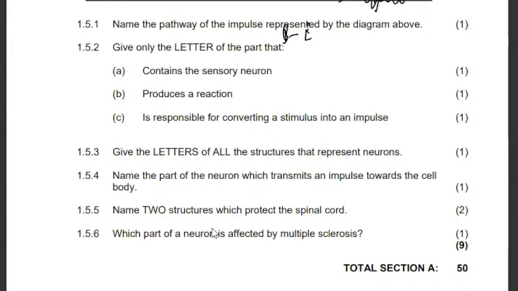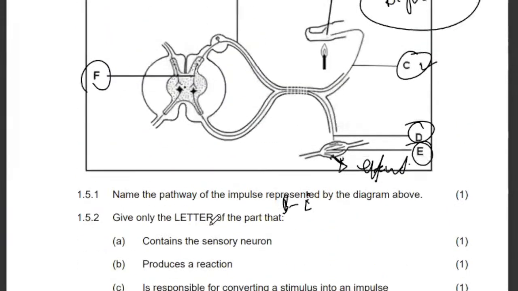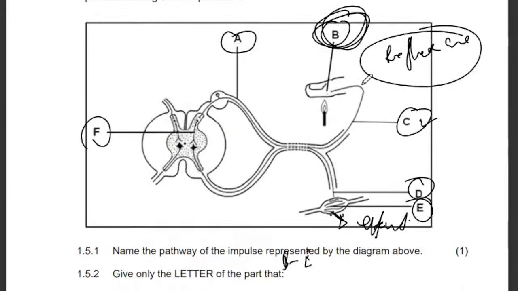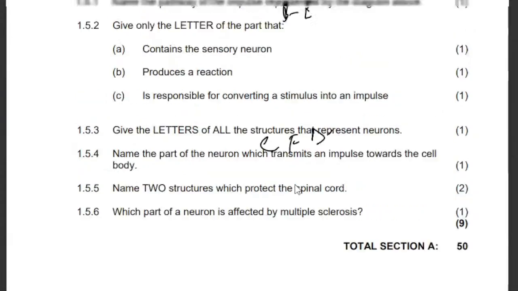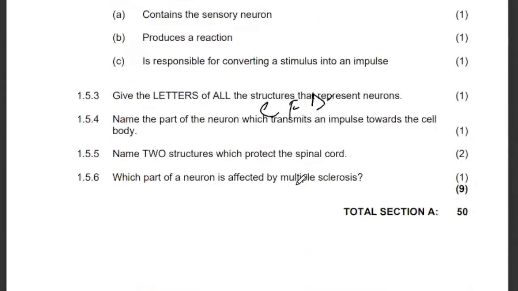Give the letter of all structures that represent neurons. So if you look at it, you have three types or classes of neurons. You have the sensory neuron, so it's going to be C. We have the connector neuron, it's going to be F, and then you have the motor neuron, that is D. So the answer for this case is going to be CFD. Yes, you can check. Name the part of the neuron which transmits impulse towards the cell body. The part of the neuron which transmits impulse towards the cell body is called the dendrite. Yes, so the dendrite.